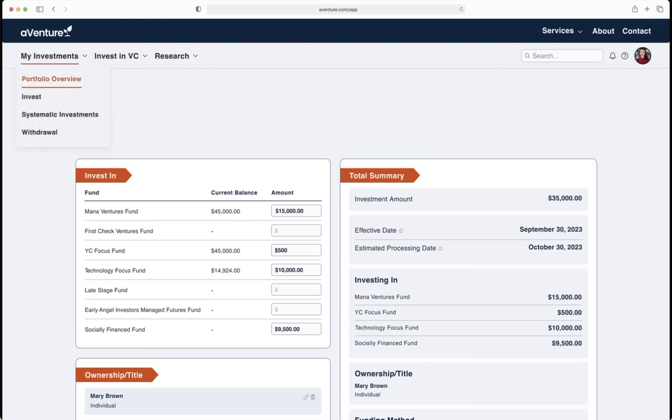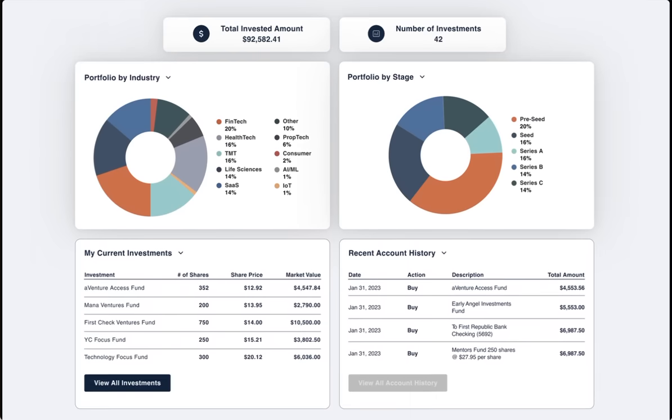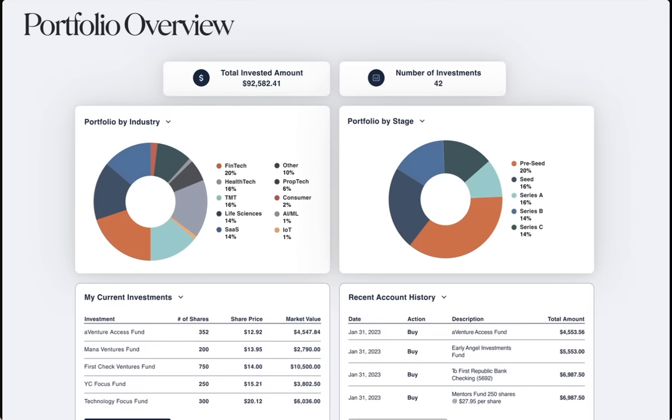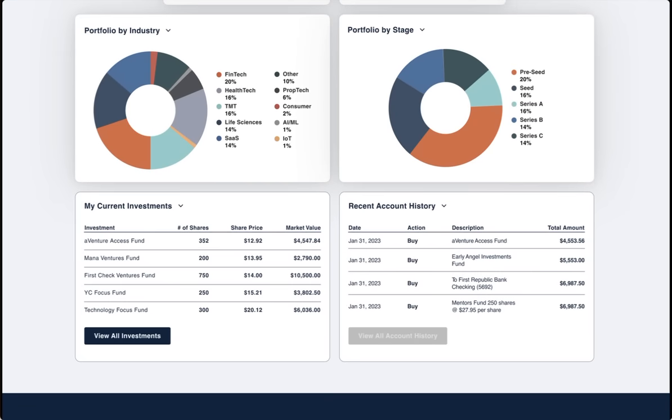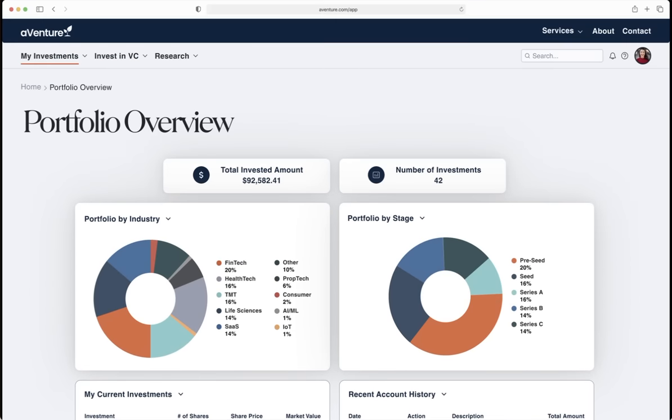Lastly, you can view your entire portfolio by a variety of metrics, such as holding, manager, sector, geography, and more at any time, all in one place. And that's aVenture.